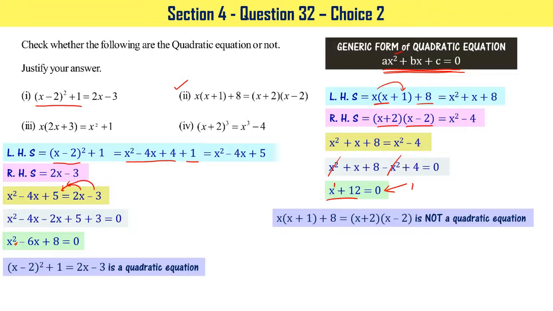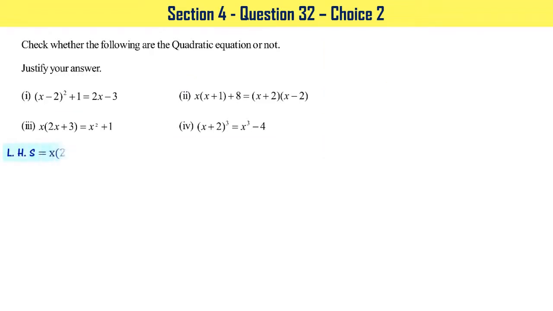Let's now go to the third part. That is, LHS is given as x times 2x plus 3. That can be written as 2x square plus 3x. And RHS is x square plus 1. That cannot be further simplified.